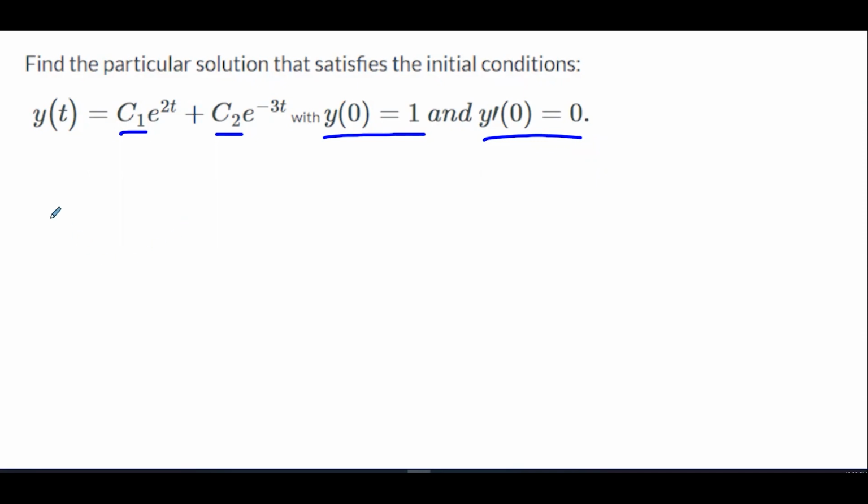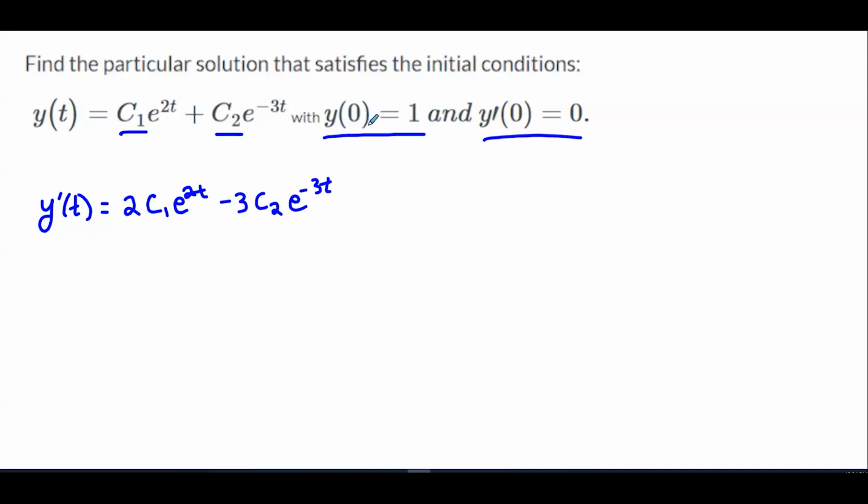So what we need to do is to find y prime, plug in these initial values, and then we'll be able to solve for the two constants. So let's just start with finding the derivative. So what's y prime? We have to use the chain rule here. So this will be 2c1 e to the 2t. This will be negative 3c2 e to the negative 3t.